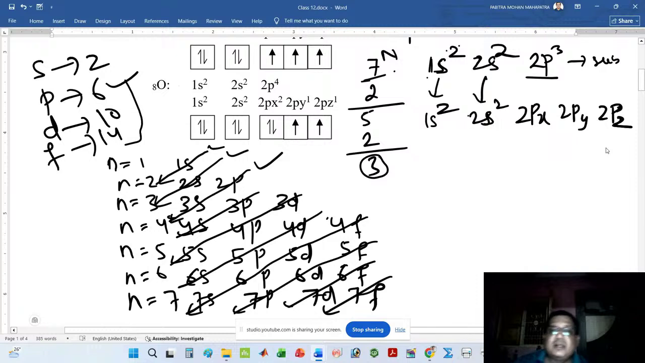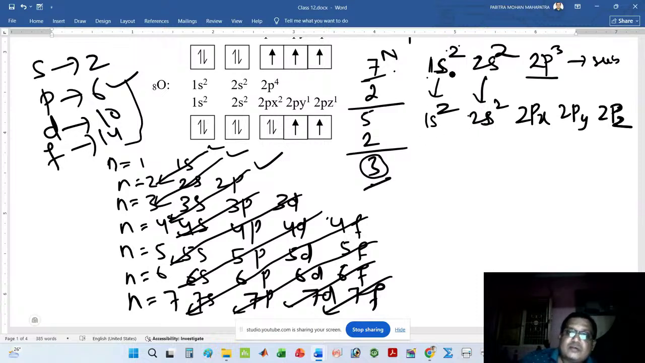Here I have given the nitrogen atom. Nitrogen atom has 7 electrons. If you think about the electron configuration in terms of subshell, here I can write 1s2, 2s2, 2p3. If you think about the orbital, then what I will do? I will write here 1s2, 2s2, then I will write 2px, 2py, 2pz. Our remaining electron is 2.